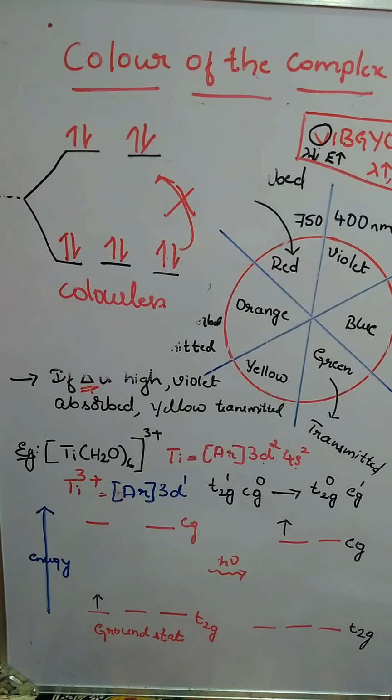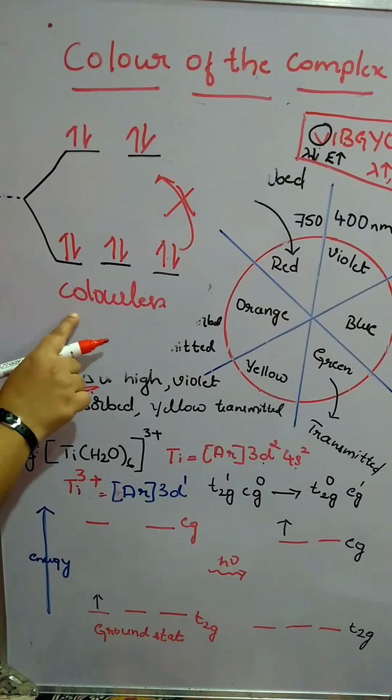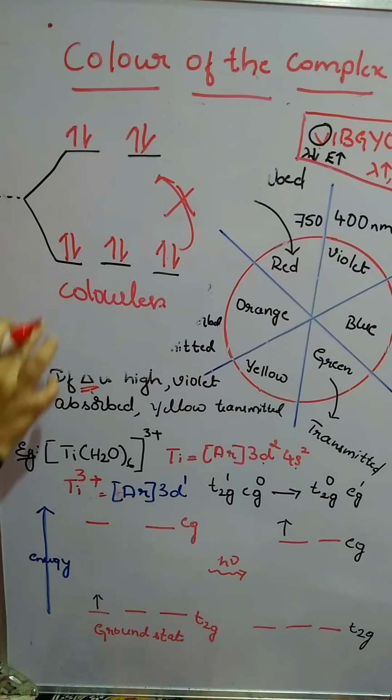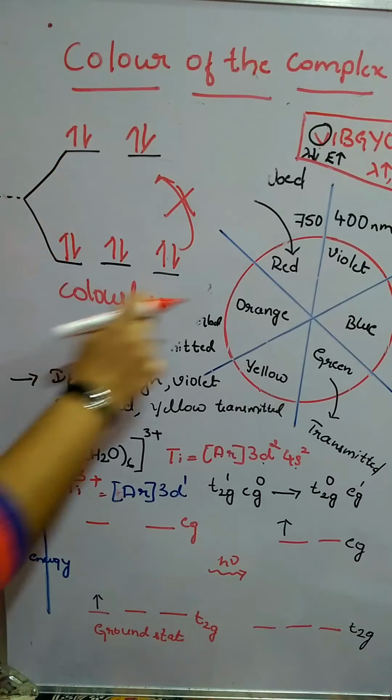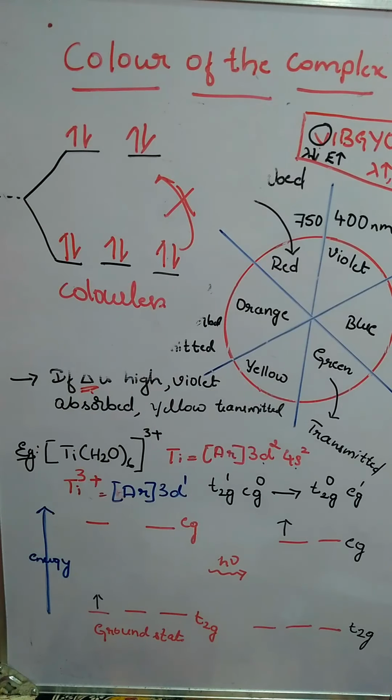So if d-d transition is possible, then the substance will be colored. If d-d transition is not possible, then the substance is colorless. That is nothing but completely filled orbitals. If they form, then it is colorless in nature.